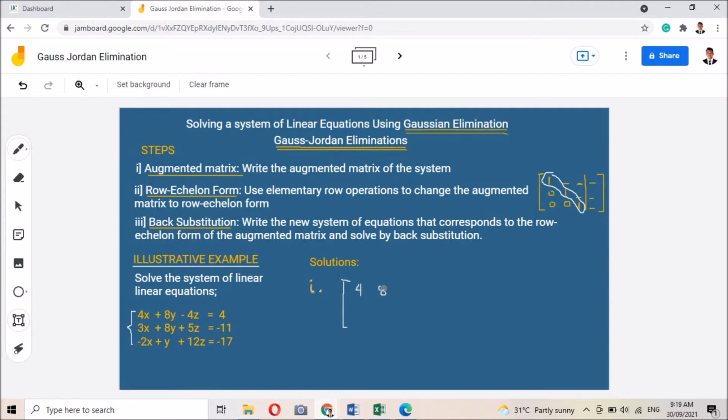4, 8, negative 4, and then 3, 8, positive 5, then negative 2, 1, 12. We have there 4, negative 11, and then negative 17. Then we need to close our matrix.